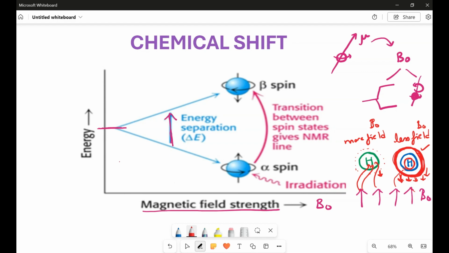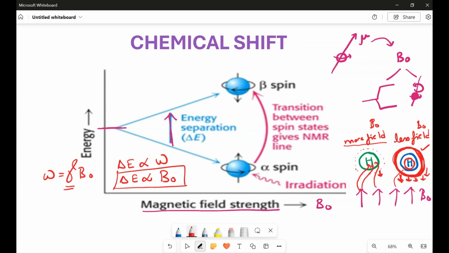Now we know that this energy separation is proportional to omega, the Larmor precessional frequency. Since omega is equal to gamma times B0, where gamma is the gyromagnetic ratio and B0 is the external magnetic field, delta E is proportional to B0. For hydrogens, gamma remains constant, so the difference in energy depends upon the magnetic field which I experience. The protons which are de-shielded, the green proton, will experience more magnetic field, so the splitting will be higher.